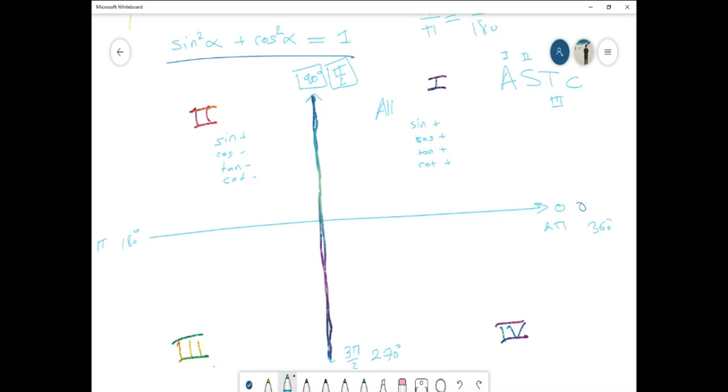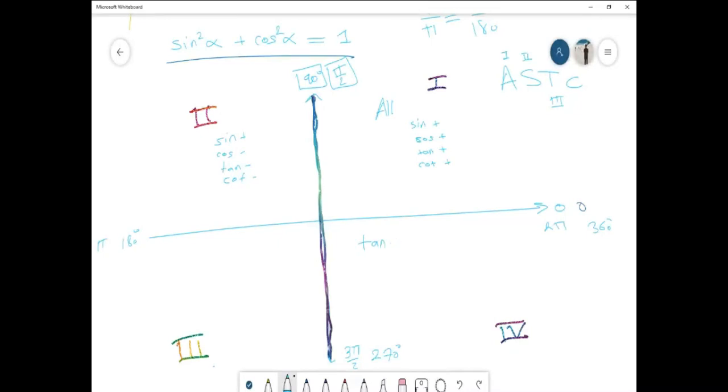Cosine is negative, tangent is negative, cotangent is negative. And in the third section, the third character here is T, so T stands for tangent. Only tangent and cotangent are positive. Why? Because tangent is the reverse of cotangent: 1 over tangent is equal to cotangent. Tangent is sine over cosine, but cotangent is cosine over sine. So if tangent is positive, that means cotangent is also positive.